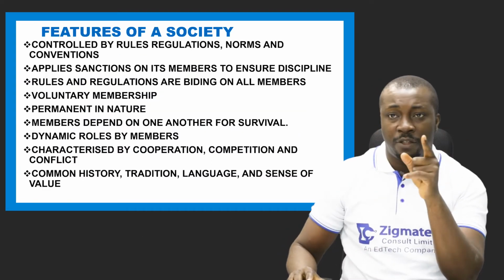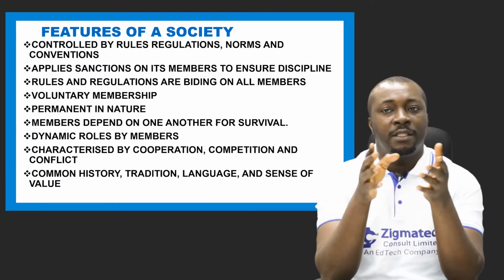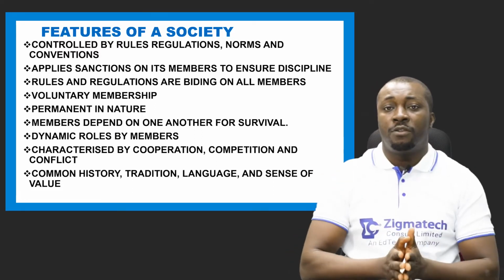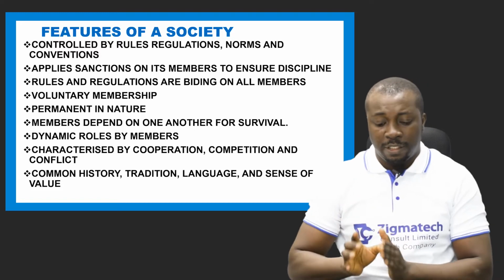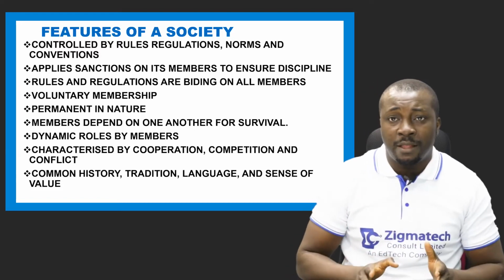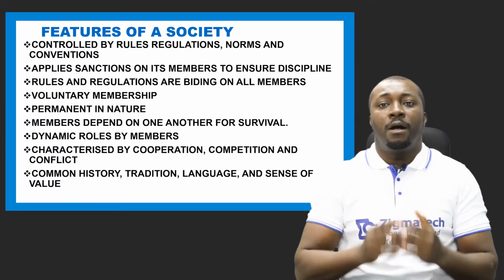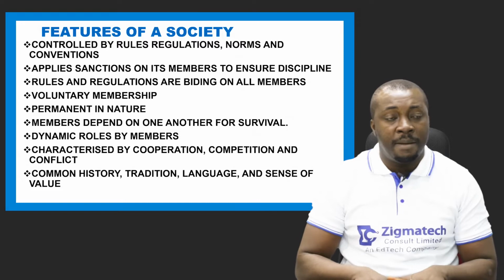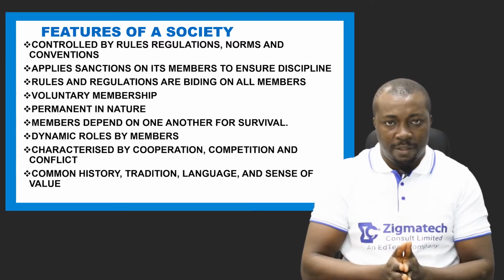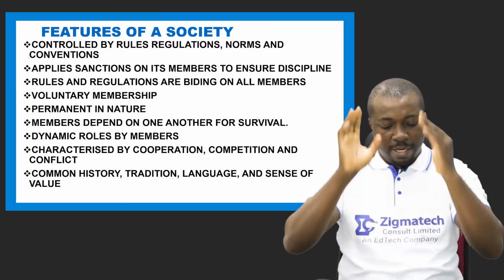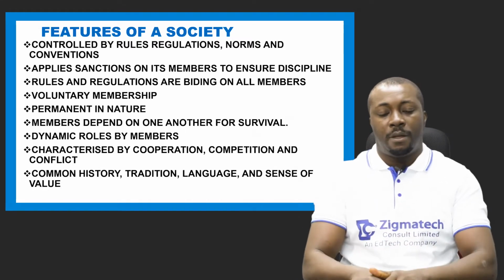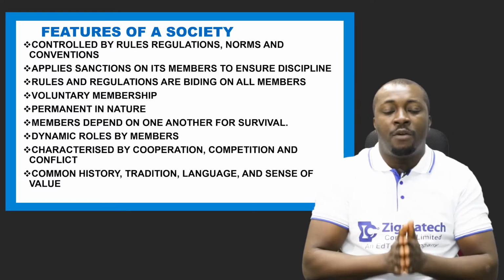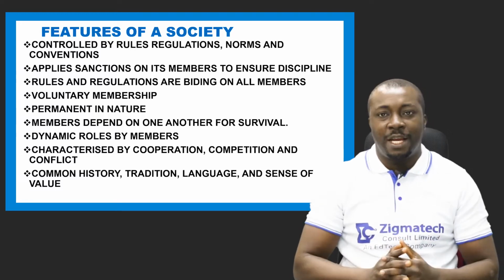Now, let's look at the features of a society. Societies are controlled by rules and regulations, norms and conventions. Every society has its own rules and regulations, has what it calls its norms, the right thing, and conventions. Also, every society applies sanctions on its members to ensure discipline. No matter the society, they have a way of applying sanctions or penalties to make sure that members are disciplined and work towards the goals of that society.